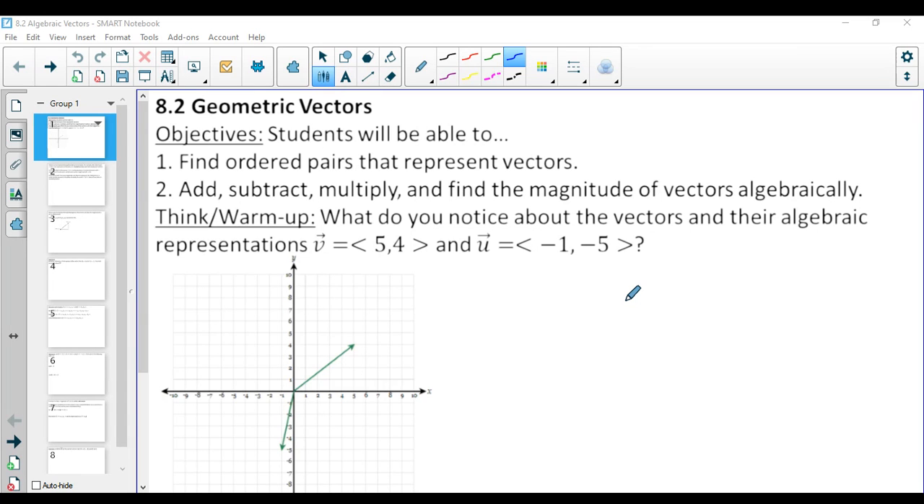So for the thing slash warm up, I have: what do you notice about the vectors and their geometric... I should have said geometric vectors and their algebraic representations. V equals <5, 4> and U equals <-1, -5>. And anyone besides Colton is allowed to answer this question.